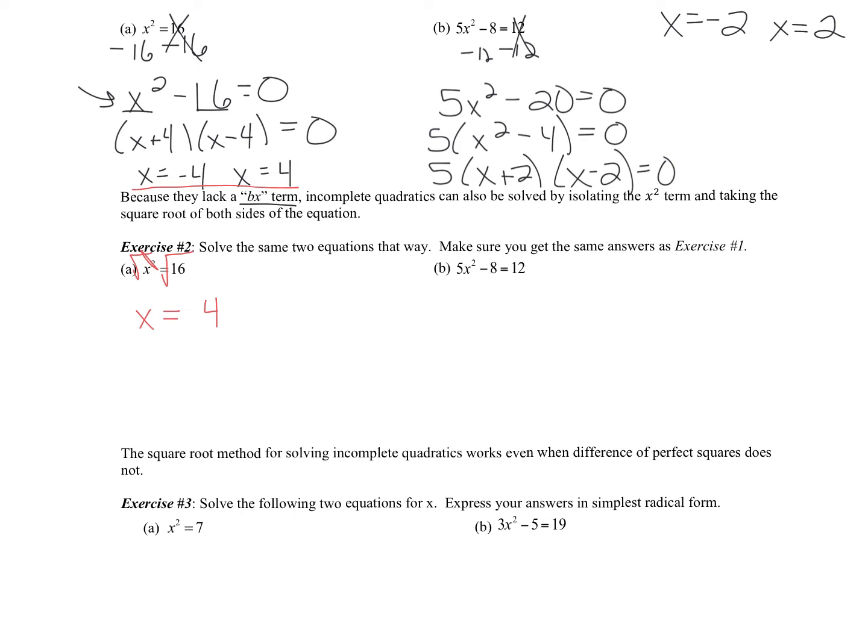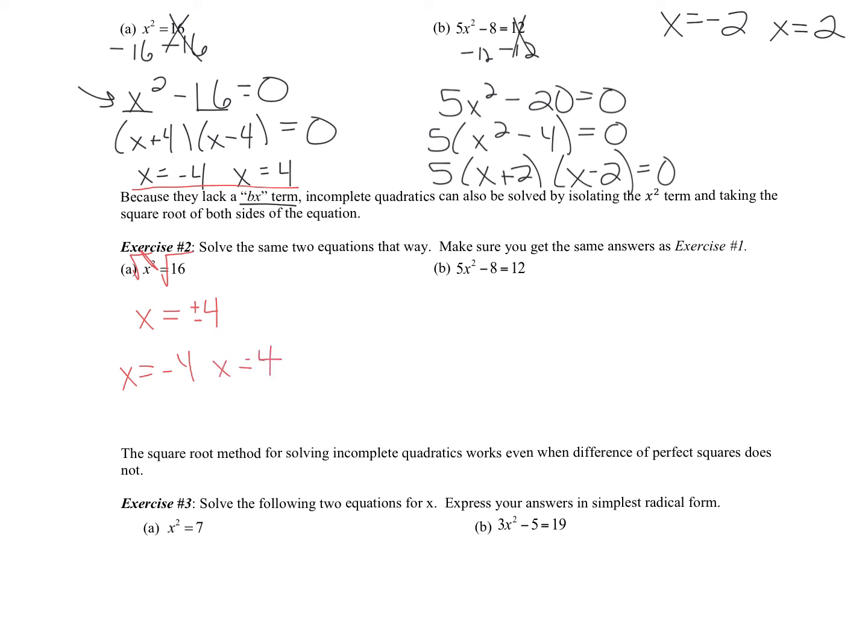So when we use this method, when we take square roots to solve equations, we always need the positive or negative value of that square root. So this is plus or minus 4. This is the same thing as saying x equals -4 and x equals +4.